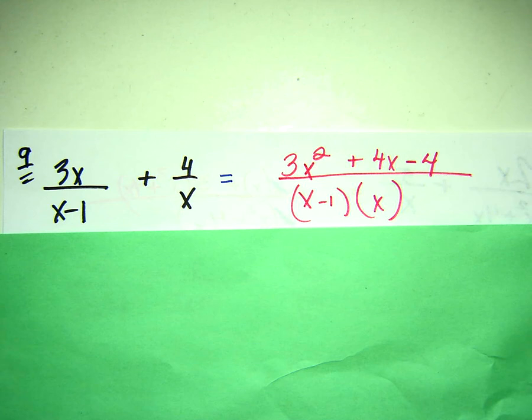Then for your top part, I cross multiply. So 3x times x gives you the 3x squared. And then bring over your plus sign. And then 4 times x gives you the 4x, and 4 times minus 1 gives you the negative 4. And that's it. You can't simplify anything further. That is your overall answer.